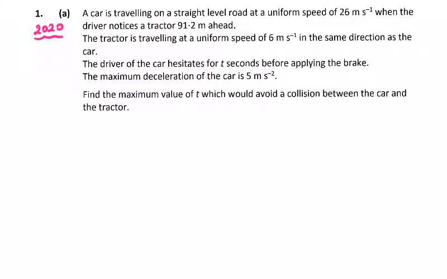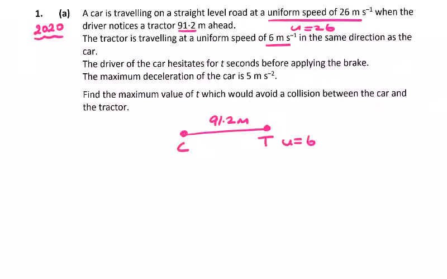2020, question 1. A car traveling on a straight road with uniform speed of 26. Notice there's a tractor 91.2 meters ahead. 91.2 meters. The tractor has a speed of 6, uniform speed. Tractor and car: u is equal to 6 for the tractor, and for the car, u is 26.